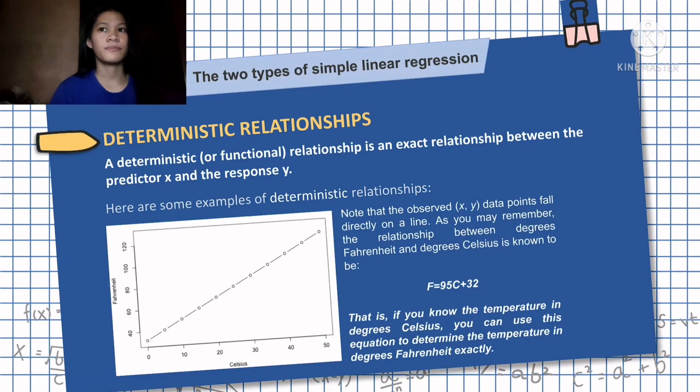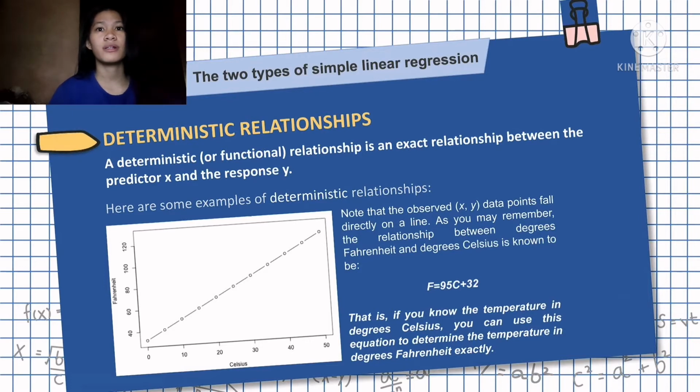Deterministic relationship. A deterministic or functional relationship is an exact relationship between the predictor x and the response y. Here is an example of a deterministic relationship. Note that the observed x, y data points fall directly on a line.